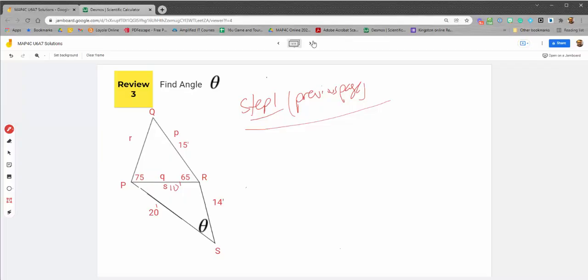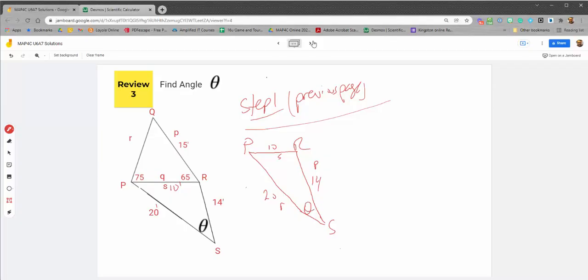So I'm looking in the bottom triangle. Okay, I'm looking at triangle PRS, and I'm going to redraw it. Try to redraw it. S, P, and R. And I know that's a 10, 20, 14. And this is little r over here, and this is little p. And I want to find big S, okay?